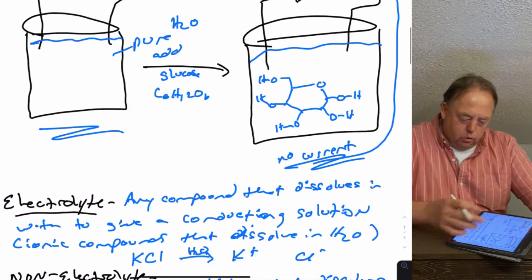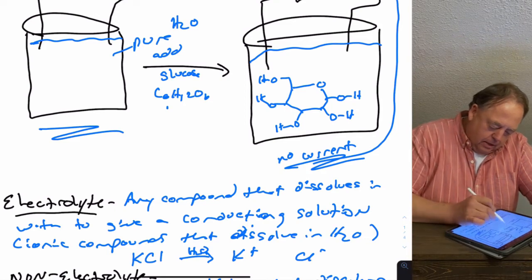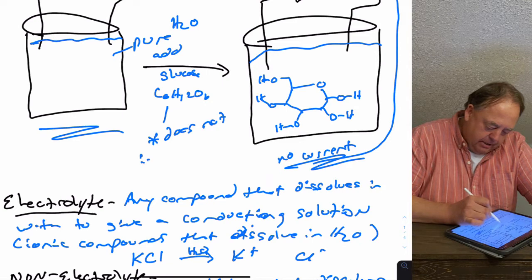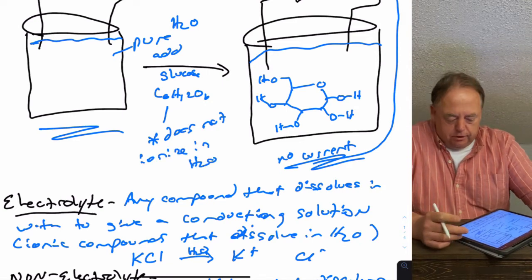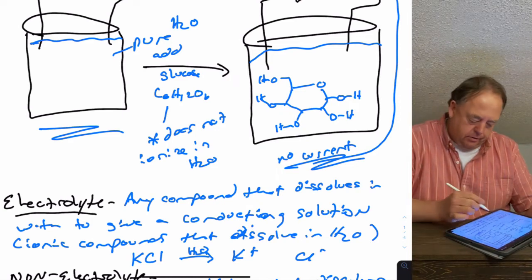So why doesn't glucose give a conducting solution? Because it does not ionize in water. It doesn't split apart into cations and anions. It stays together as an intact molecule.